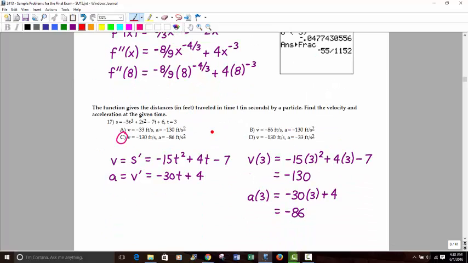Okay, number 17 gives us a function of an object traveling with some particle. Time t is time in seconds. Find the velocity and the acceleration at the given time. So when it says velocity, that's implying at a single value, that's instantaneous velocity.